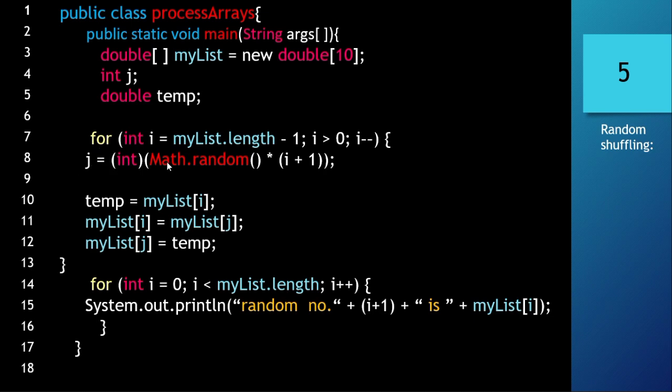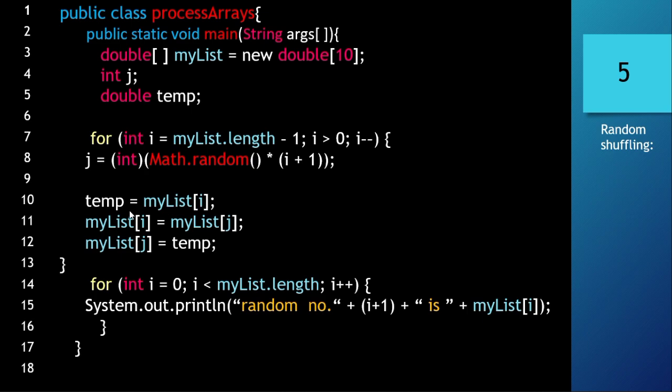j is equal to int math.random, and then we say i plus 1. So this guy, we just call j for whatever value is going to be there, and then we go to this temporary value. So double temp, because our list is a double, so whatever value we're going to get in here is going to be a double as well. And then we say double, sorry, temp is equal to my list at i. So meaning our temp value is going to equal the value at i for my list, right?